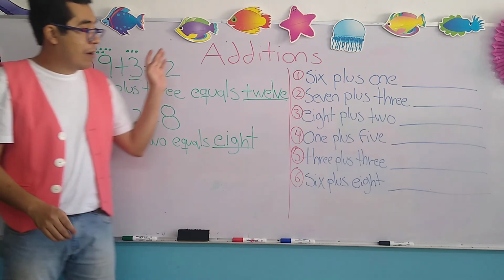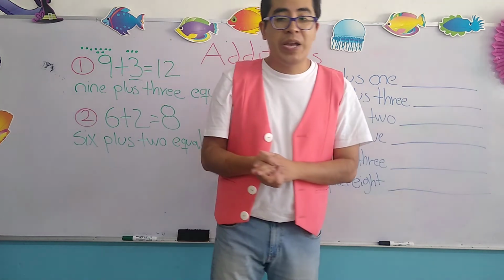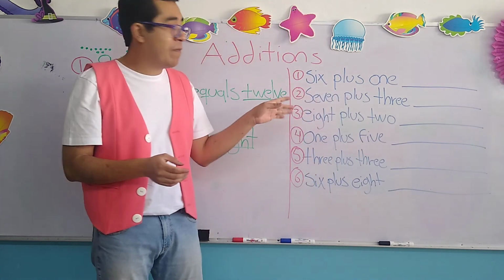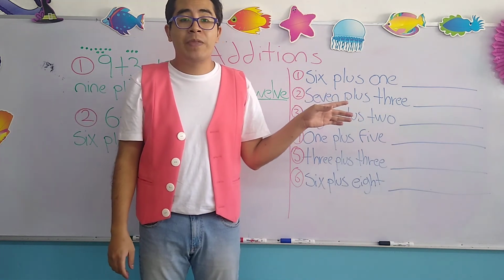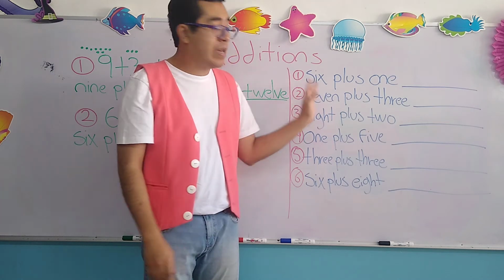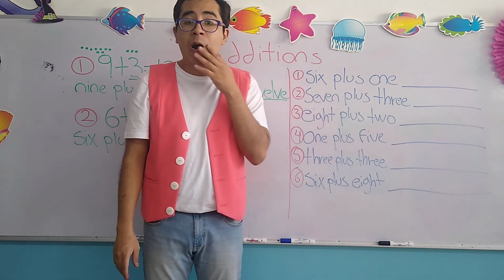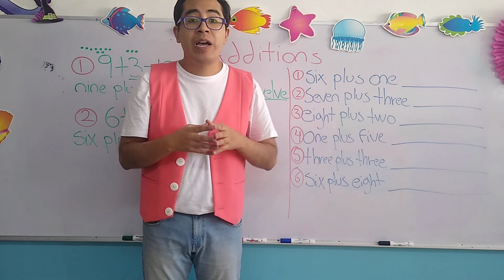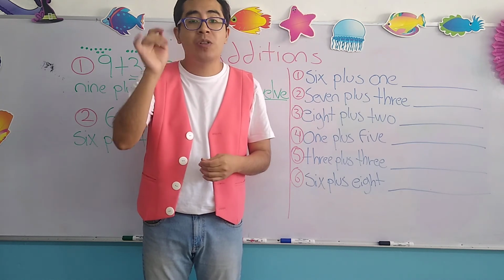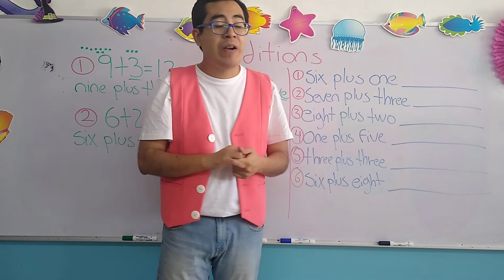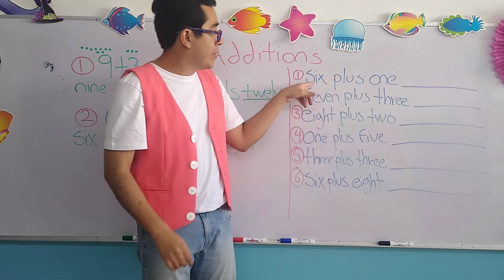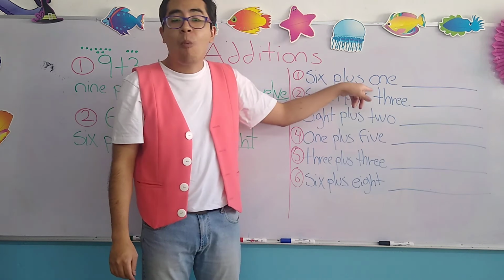Very good. Now, let's continue with the final part of the exercise. Now, this is the final part of the exercise of your activities, because all of these additions are with letters. So I'm gonna help you writing the results with the letters. Okay, very good. So the first addition, it says 6 plus 1.